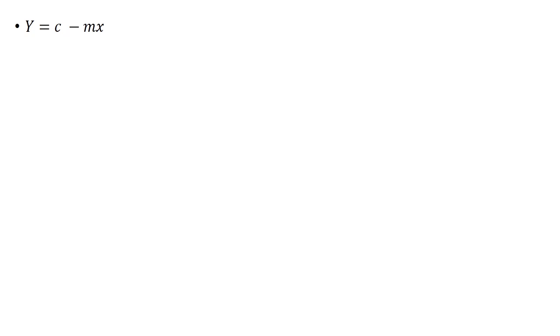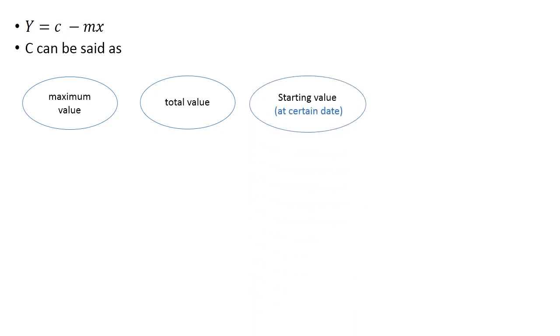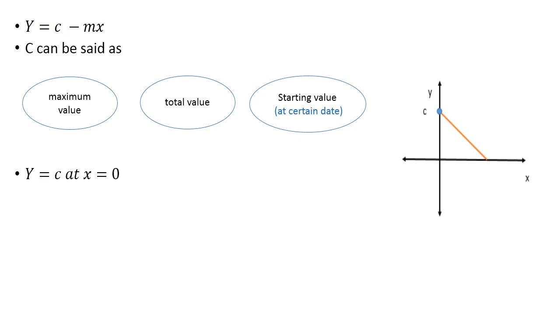Let's take the second form of y-intercept, where y equals c minus mx. In this form they can ask about c by saying what is the maximum value, or what is the total value, or what is the starting value at a certain date. It can be represented graphically as shown in the figure, where y will equal c at x equals 0, and as x starts to increase, y will start to decrease until it reaches 0 at the x-intercept point.